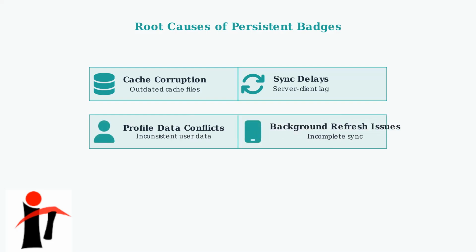This persistent badge issue is often caused by several technical problems. Cache corruption occurs when outdated or corrupted cache files interfere with proper badge management. Sync delays create lag between server and client-side updates. Profile data conflicts cause inconsistencies in user information, and background app refresh issues lead to incomplete data synchronization.